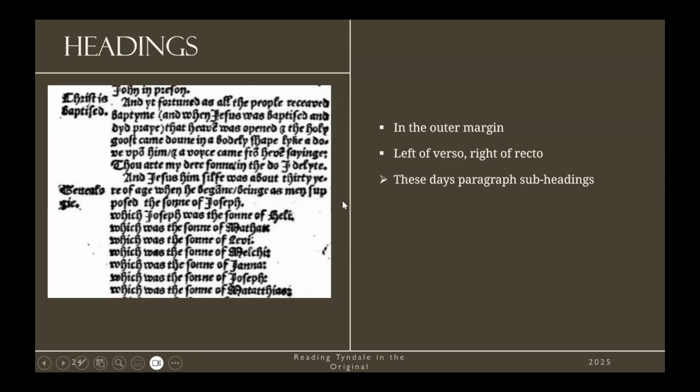When you have the Bible, you've got the left-hand side and the right-hand side, which are called verso and recto, and it's always on the outer edge, not on the inner edge. And so the binding is down the middle, and these are always on the outer edge.